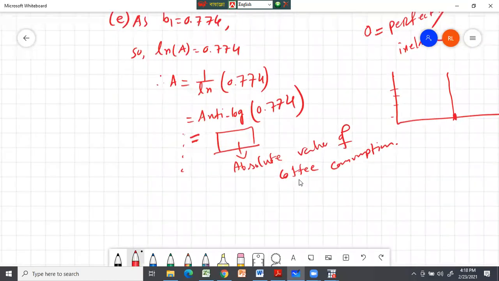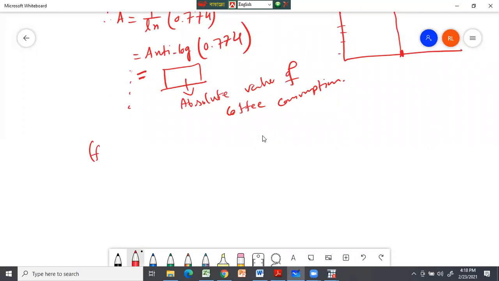Okay, then come to part F. In part F, it says that since the R square for model B is larger than that of model A, model B is preferable to model A. Comment on this statement. R square for model B is 0.7448, and R square for model A is 0.6628.